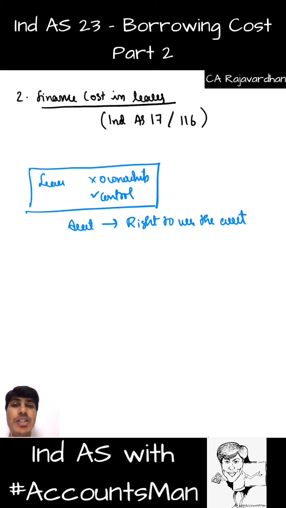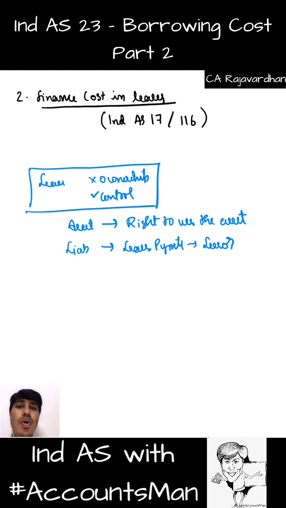Yeah, the right to use that specific equipment which we have taken on lease is the asset that we have. And what is the liability that we have? The liability is the lease payments that we need to pay to our lessor.